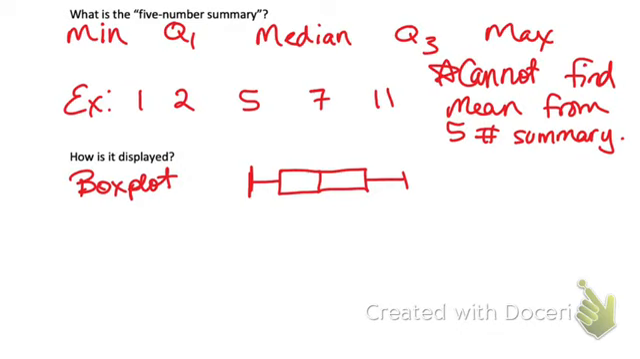So, where is the minimum? It's at the bottom of this whisker right here. Where's the Q1? It's at the left end of the box. Where's the median? It's the line in the middle. Where's the Q3? The end of the box on the right, and the maximum is here. Ladies and gentlemen, this is only one representation of an infinite amount of box plots that you might come across in your life.